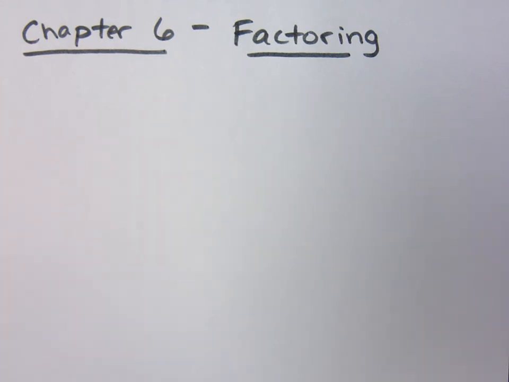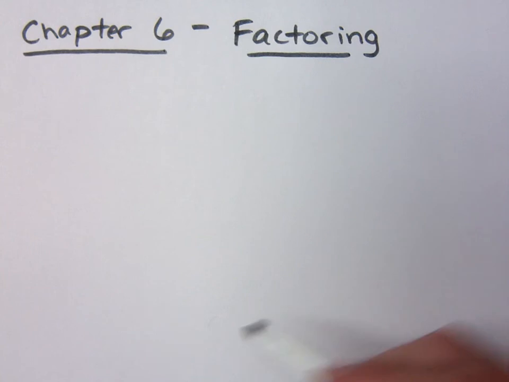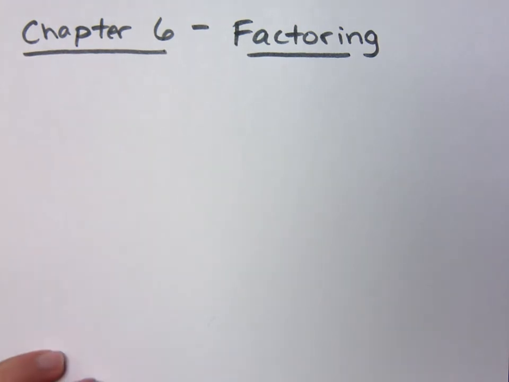Chapter 6 is about factoring, as you can tell from the title right here. Now, you need to understand what the word factoring means, and we've used the word factor before. We used it in the last chapter when we were talking about exponents. Okay? A factor is a piece of a multiplication problem. Do you remember that? You do now.